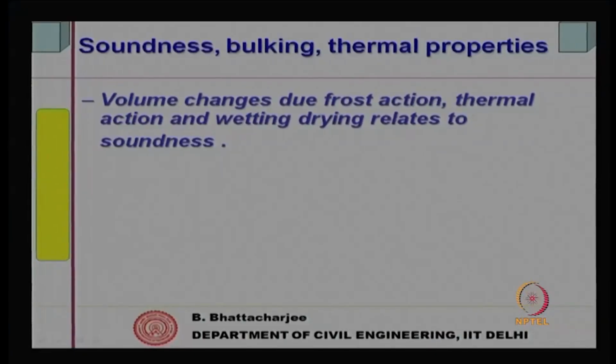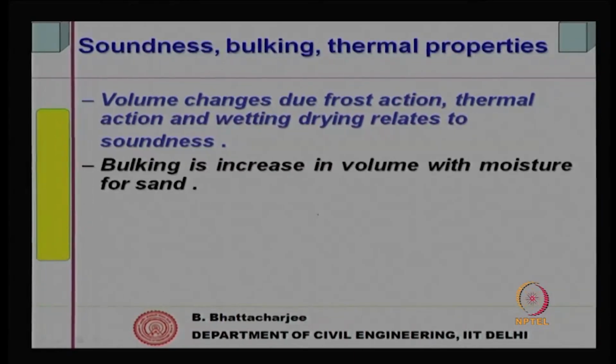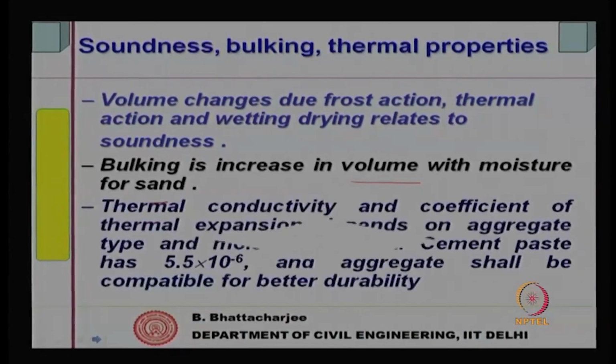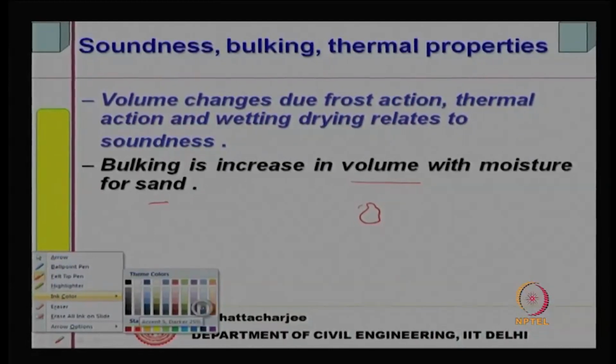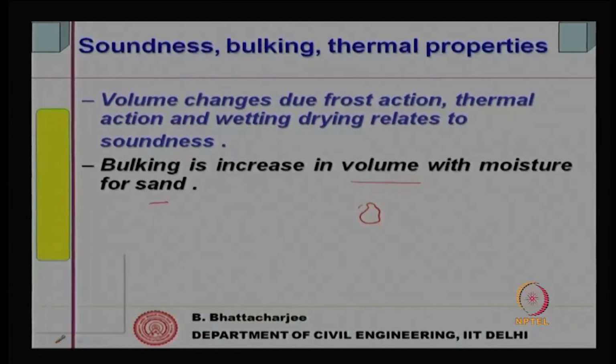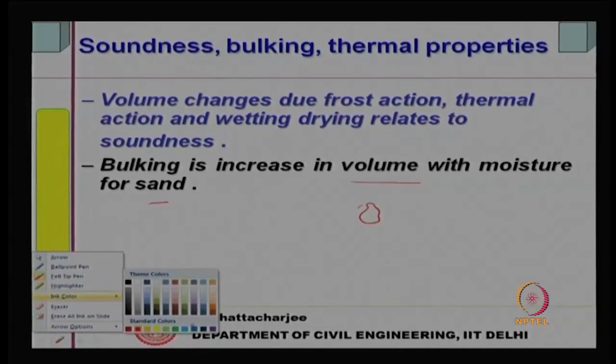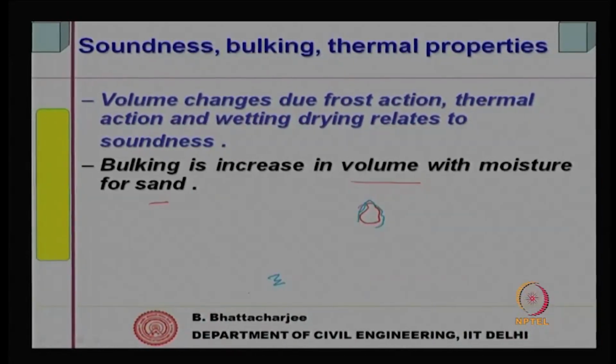Then volume changes due to frost action, thermal action and wetting and drying relate to soundness. This is also somewhat measured. Bulking is the increase in volume with moisture for sand, and it is only for fine particles, because sand particles can absorb moisture in the surrounding, in their outside periphery.